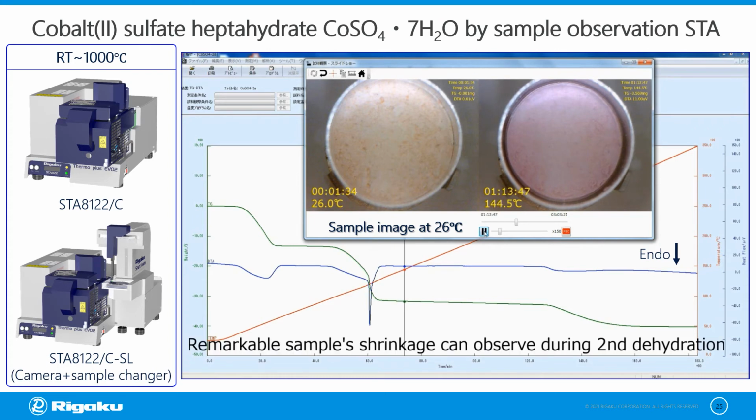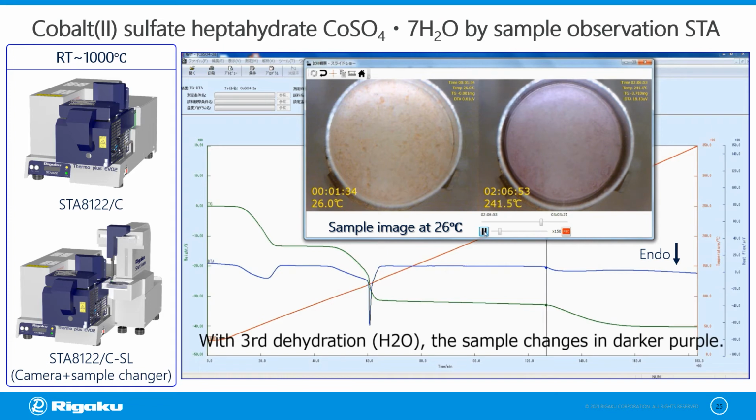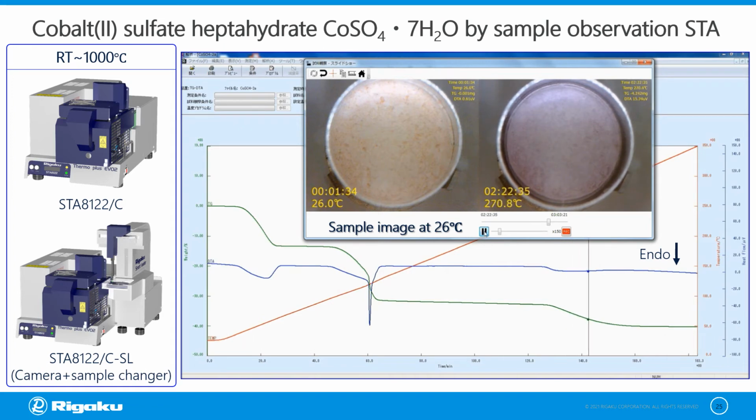So now we can see the volumetric change in size. So there is the shrinkage. And after that, as we go through the third mass loss near 200 degrees centigrade, we can observe another change in color and in volume to darker purple, up to the end of the measurement.